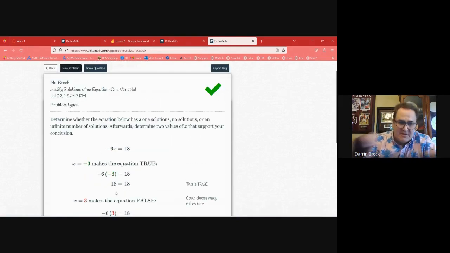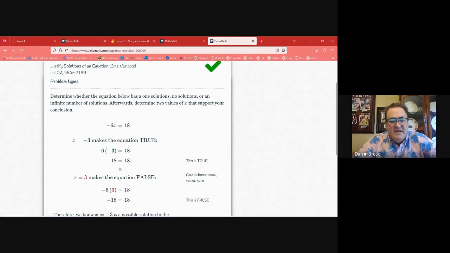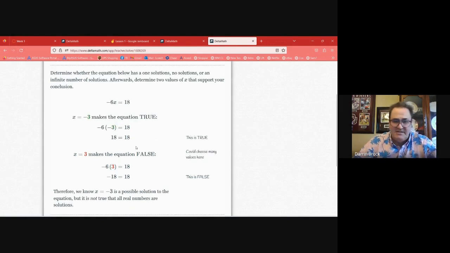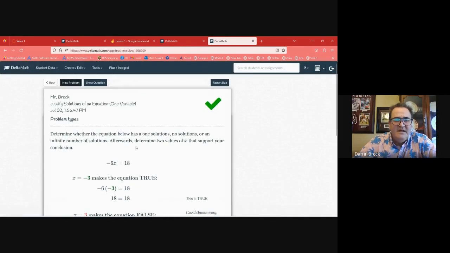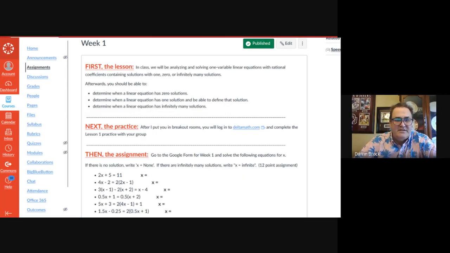Now, even if you get it wrong, it's going to show you how to do it correctly. That's why I like this for practice. If you put in the wrong values in here and say this had infinitely many solutions, this will show you how to work it correctly afterwards. And so once you have 8 problems done correctly on Delta Math, it will show you're complete, finished with the practice.